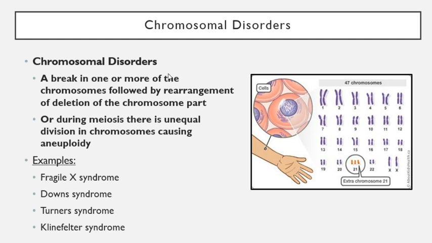So the last thing we're going to talk about is chromosomal disorders, where you have a break in one or more of the chromosomes followed by a rearrangement or deletion of the chromosome part. Or you'll have unequal division during meiosis causing aneuploidy, which just means you have either an extra copy of the chromosome or a single copy of the chromosome. You're supposed to have 2 copies of every chromosome, right? But in this example here, it's a tetraploidy, so we have 3 of them, and you get an abnormal amount of DNA.